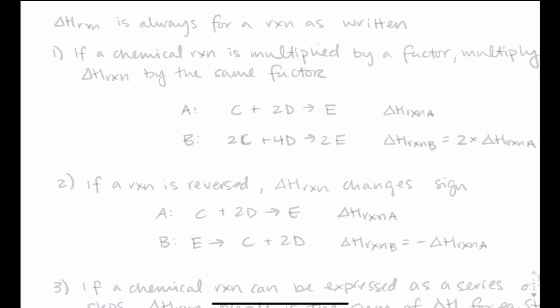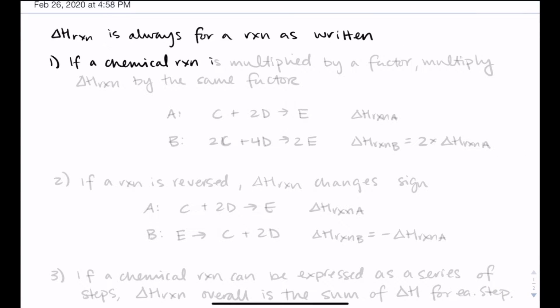So our delta H reaction is always for the reaction as written. Sometimes we need to manipulate those reactions to tell us what we need to use. So we have a series of relationships for the delta H reaction. It is similar to what you might remember from manipulating an equation and how that changes the equilibrium constant, but my manipulation rules are a little bit different.